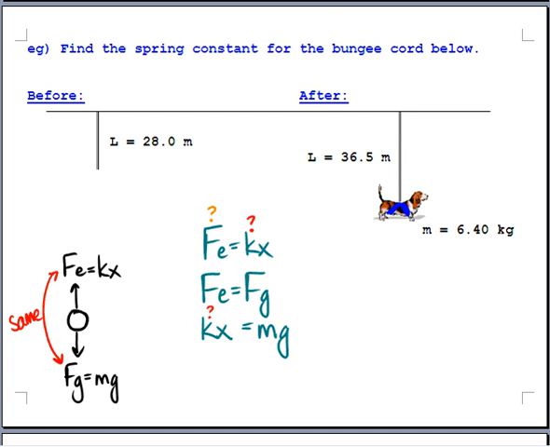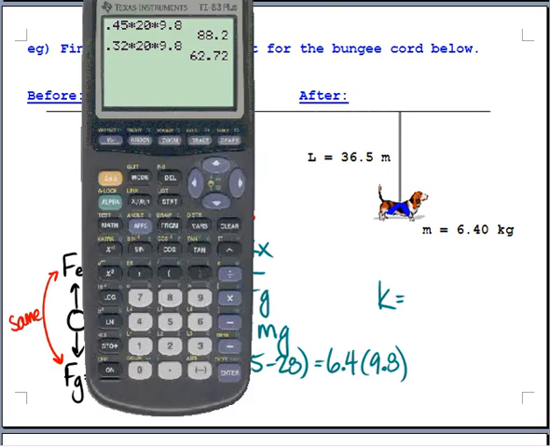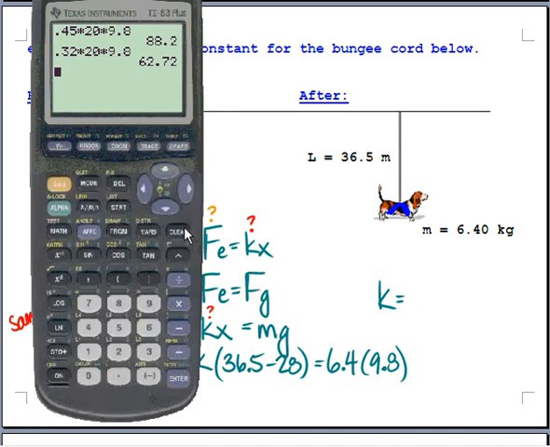So if we plug numbers in, it's K times, remember X is your extension, it's the extra length of the spring. We've gone from, I'll just show the subtraction, 36.5 minus 28 equals, the dog is 6.4 kilograms times 9.8. And if you run those numbers in your calculator, I'm just going to do it right on the screen. I might as well show you.